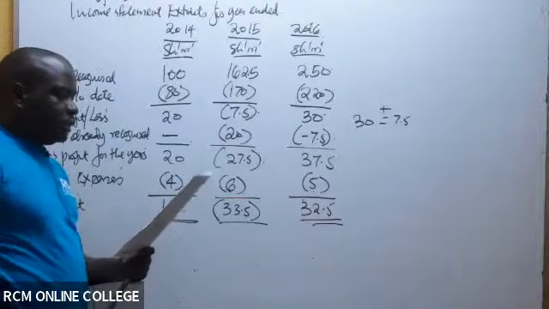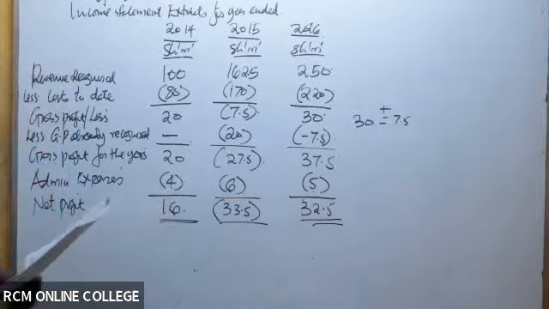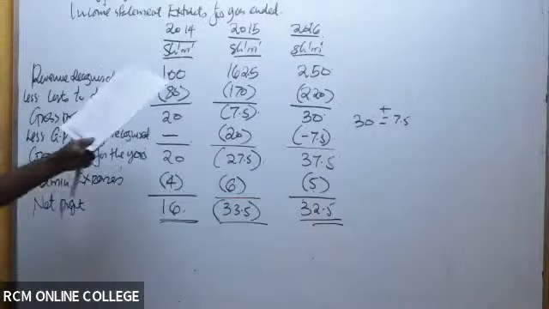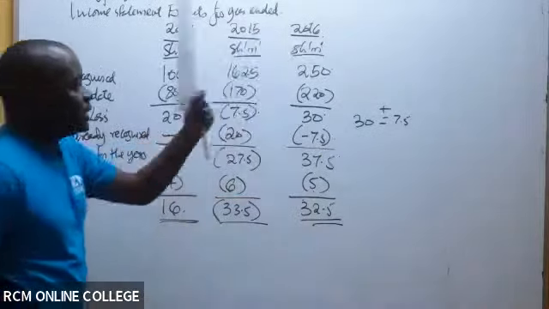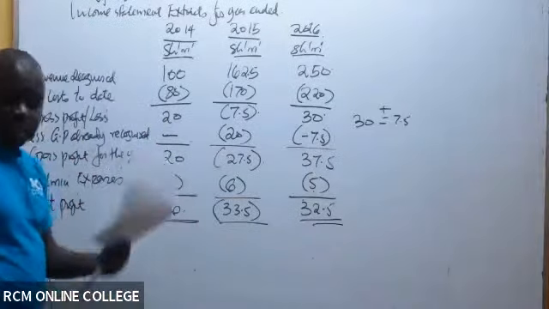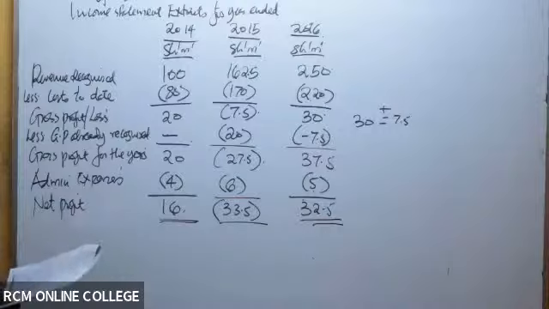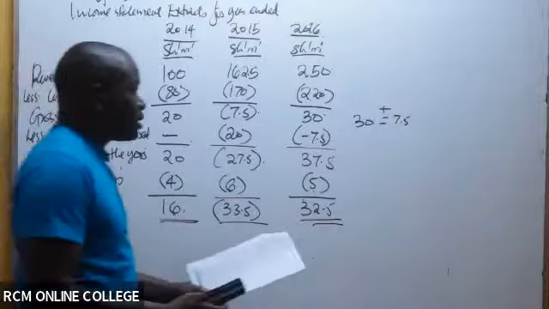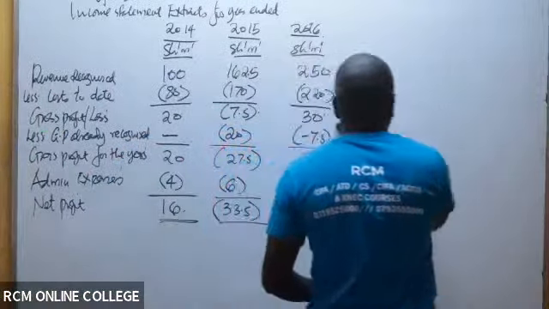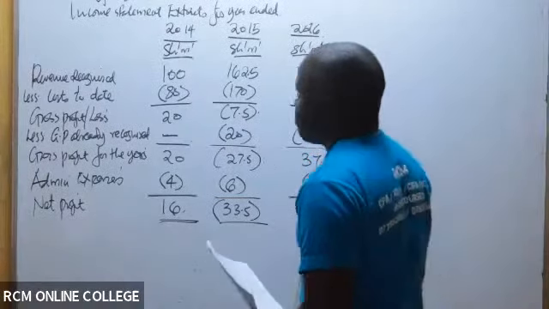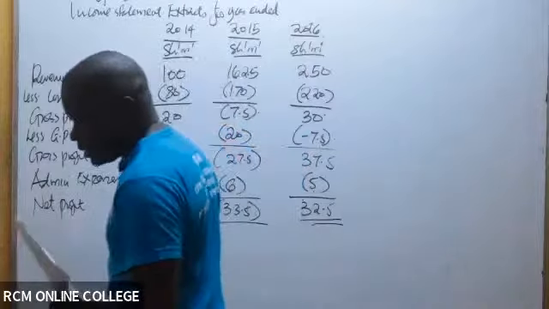So that is how you come up with the income statement extract for Ujenzi Limited for each and every year, 2014, 2015, and 2016. Now we can get the statement of financial position extract for Ujenzi Limited.